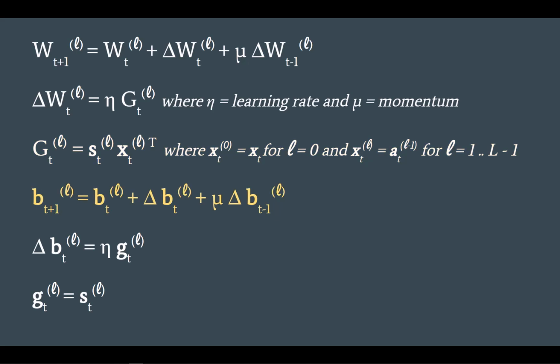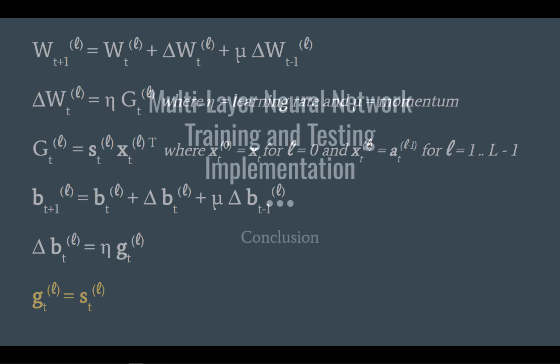The layer's bias array is updated by adding to the current bias array the current bias array deltas plus the previous bias array deltas multiplied by the momentum parameter. The current bias deltas are calculated by multiplying the bias gradient array by the learning rate. The current bias gradient array is equal to the layer's current signal array.